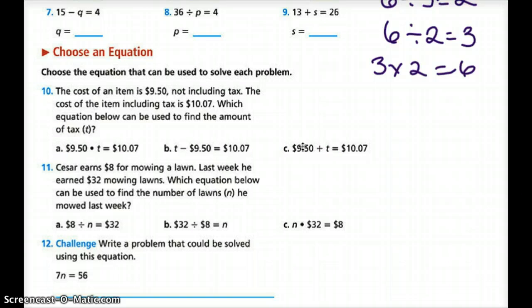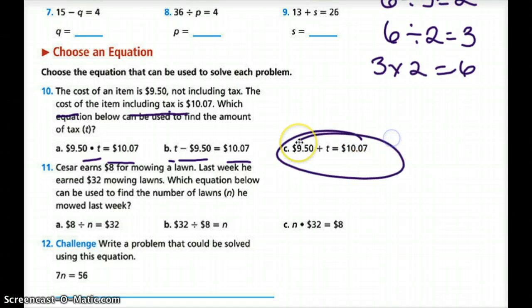So the cost of an item is $9.50, not including tax. The cost of the item including tax is $10.07. So the cost with tax is $10.07. So that tells me that's going to be the total. I can see that down here. Which equation below can be used to find the total amount of tax? So, are we adding tax? Are we taking the tax and subtracting? Or are we multiplying tax? Well, I know that we're adding the tax on, so that would mean adding t. So, letter C is my best representation of that problem.